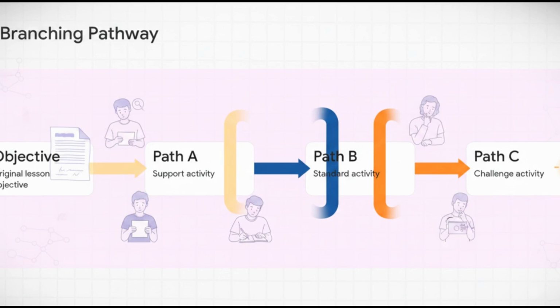Okay, let's break down how this practically works using a branching pathway. You start with just one original lesson objective. Let's say students will explain the causes and effects of climate change. Instead of making everyone do the exact same thing, that one objective branches out. Path A provides your support activity for the struggling learner. Path B is your standard grade-level task. And Path C, that's a challenge activity for the advanced learner. It's one final destination, but 3 totally tailored pathways to get there.